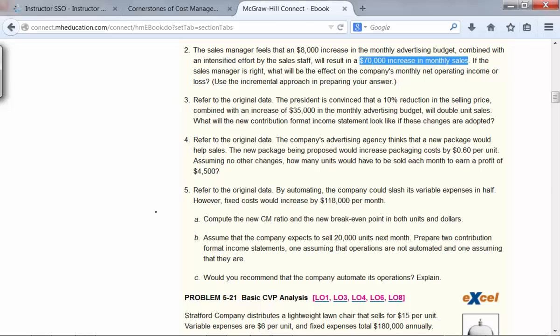So number 3, refer to the original data. The president is convinced that a 10% reduction in the selling price, combined with an increase of $35,000 in the monthly advertising budget, will double unit sales. What will the new contribution format income statement look like if these changes are adopted?